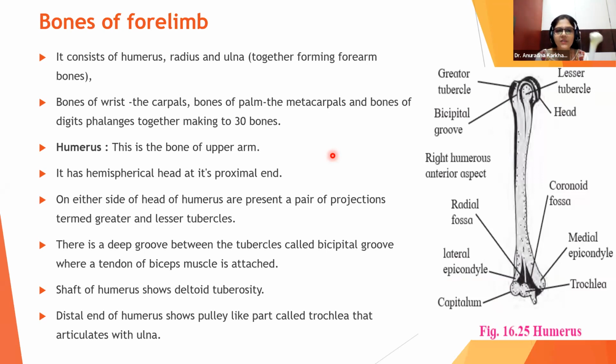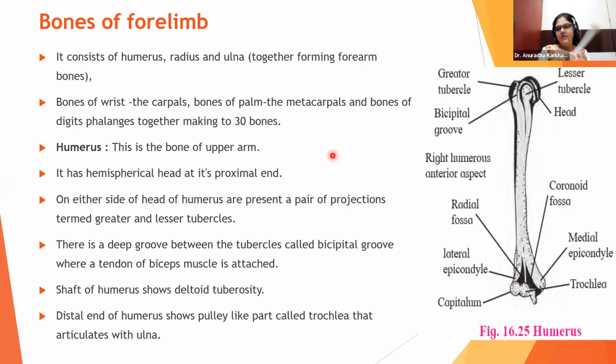So I come to the bones. It consists of the humerus. So this is the humerus, you can see very clearly, and the ulna, which is this portion. So radius, ulna, humerus, these three together make up our forelimb.